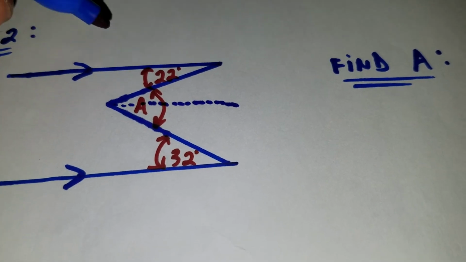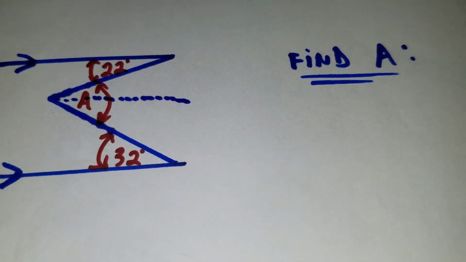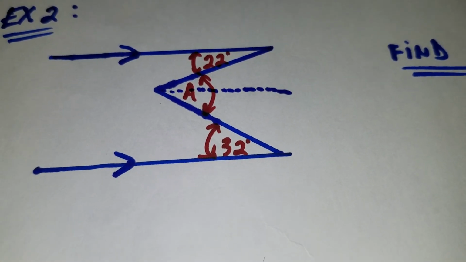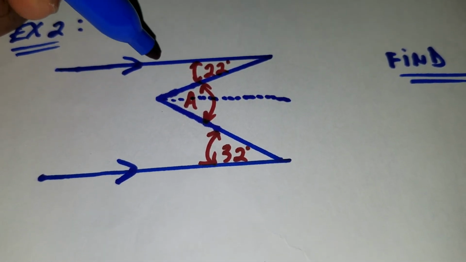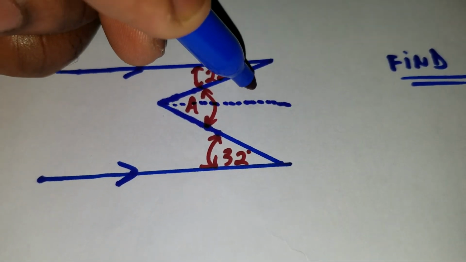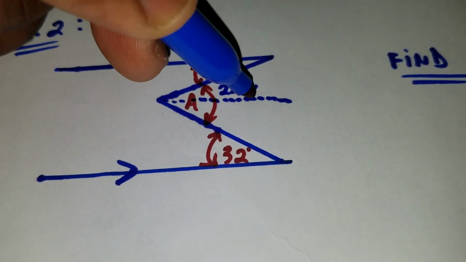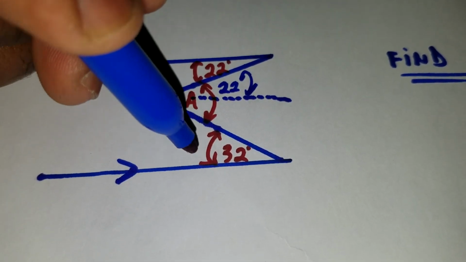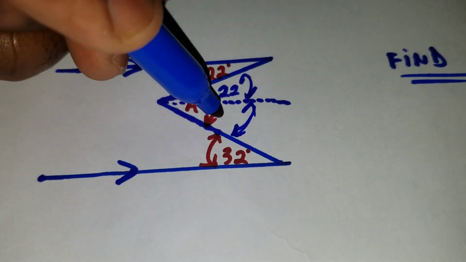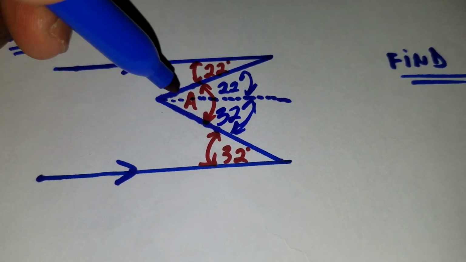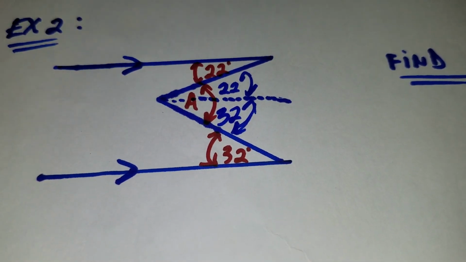Good. Now that we have two parallel lines, we know that corresponding angles are equal, we know that alternate angles are equal, and we know that interior angles are supplementary. However, in this case, we'll be dealing with alternate angles, because if this is 22, therefore this angle here must be 22 as well. As we can see, it makes the Z, the alternate angles. And this angle is 32, therefore this one must be 32 as well. Because as we can see, if we make the Z, 32 here must be equal to 32 here.